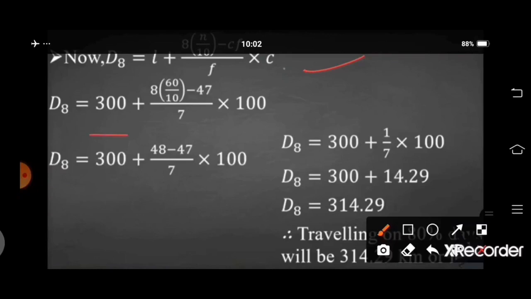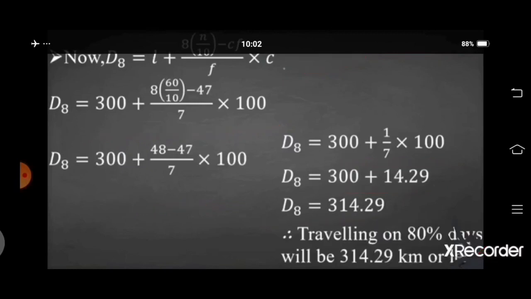Write down all values in the formula. We will get D8 equal to 314.29. So here it is traveling on 80% of days, because decile means 10, 10, 10. So decile 8 means 80%. Days will be 314.29 kilometer or less.